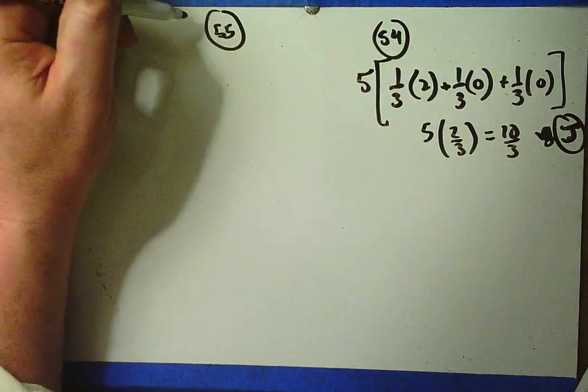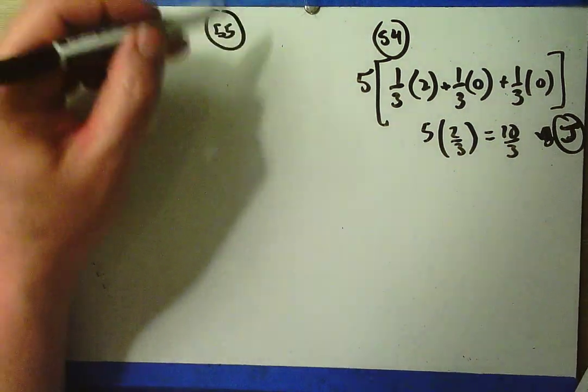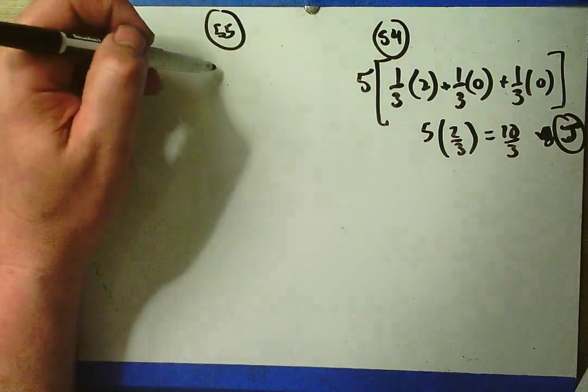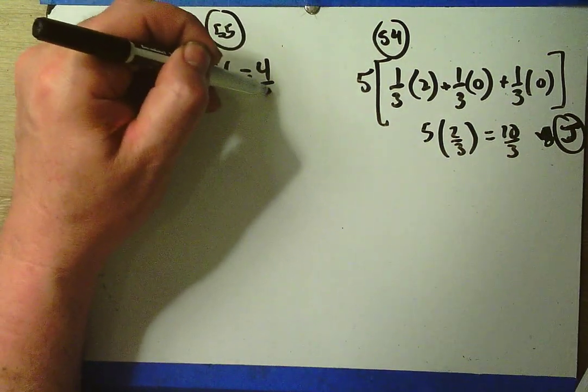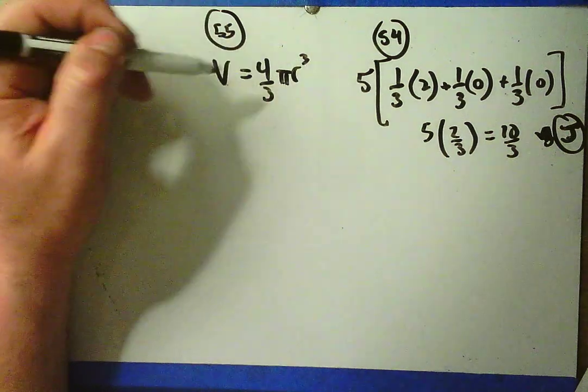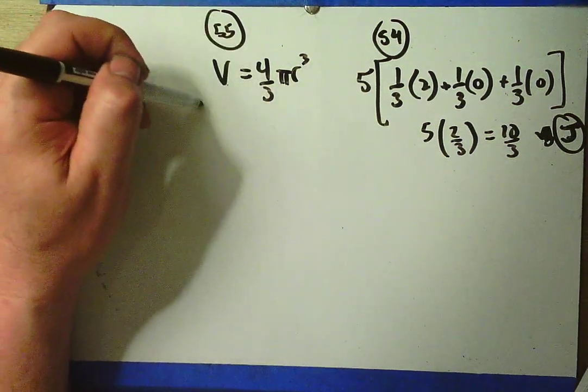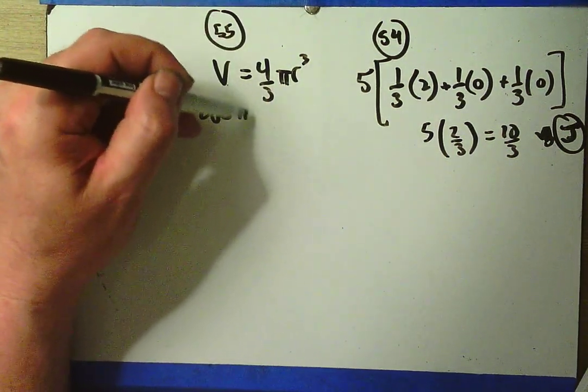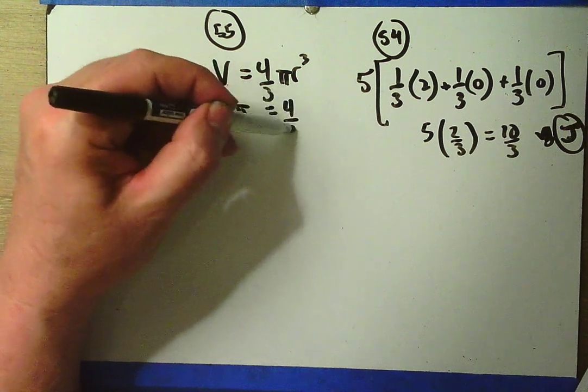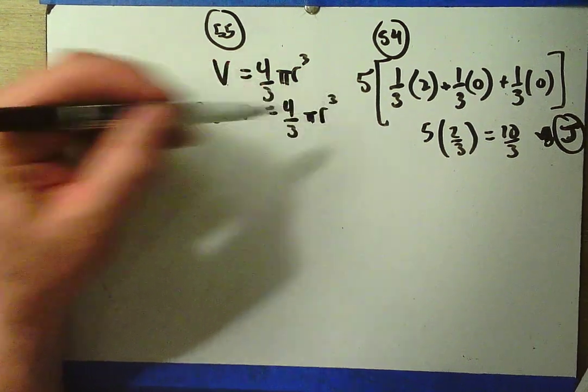55. Volume of a sphere. Well, we know the formula for volume of a sphere is 4/3 pi r cubed. And we know that volume is 288 pi equals 4/3 pi r cubed.